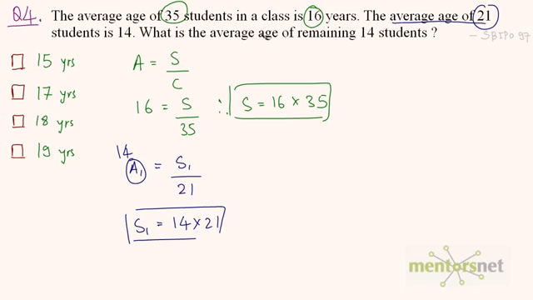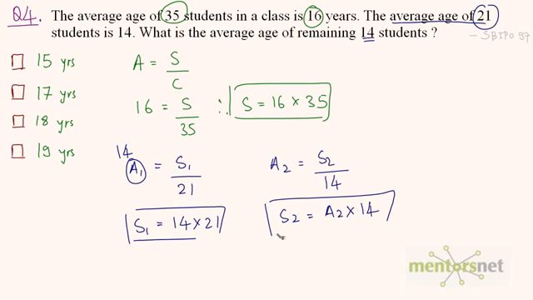Then we have to find the average age of the remaining. So let's name that A2 is equal to, we don't know the sum, S2, divided by the count we know is 14. So S2 is equal to A2 times 14. Okay, now we have the sum of the ages of all 35 students, and we have the sum of ages of 21 of those students, and we have partially the sum of the ages of 14 students.